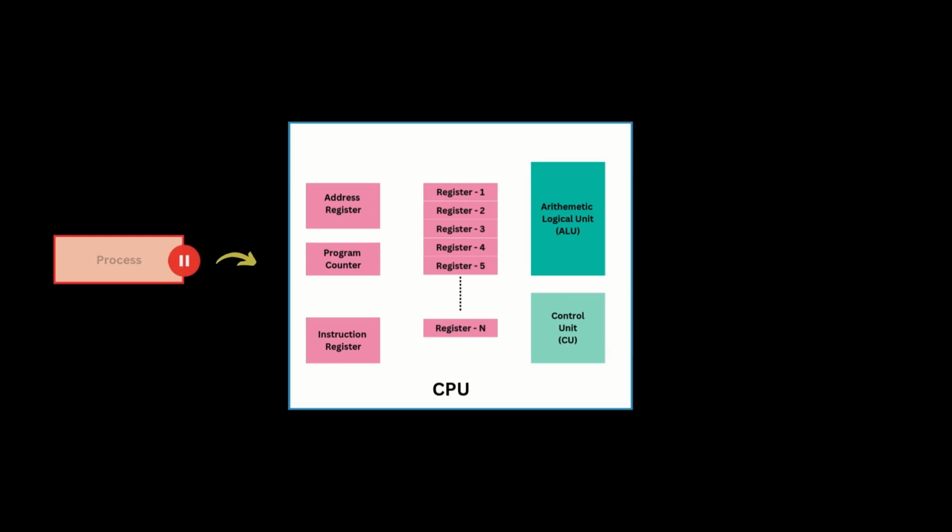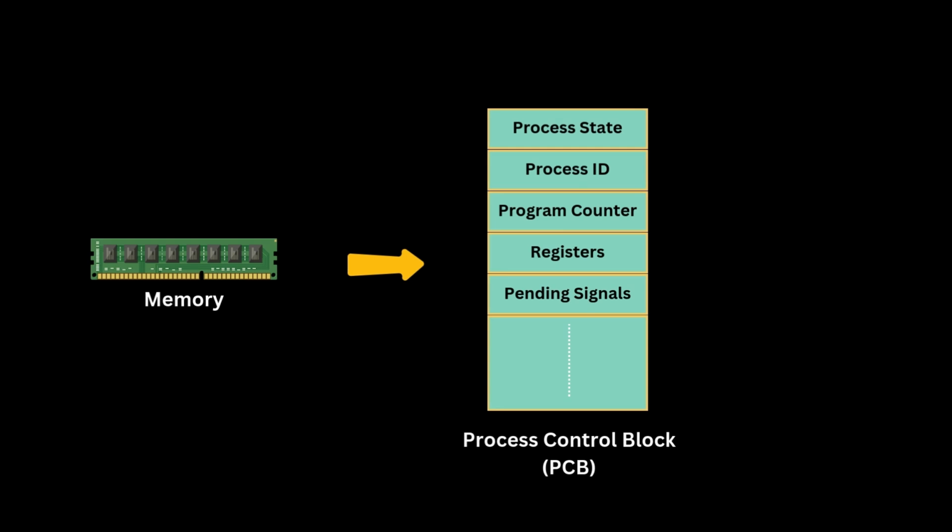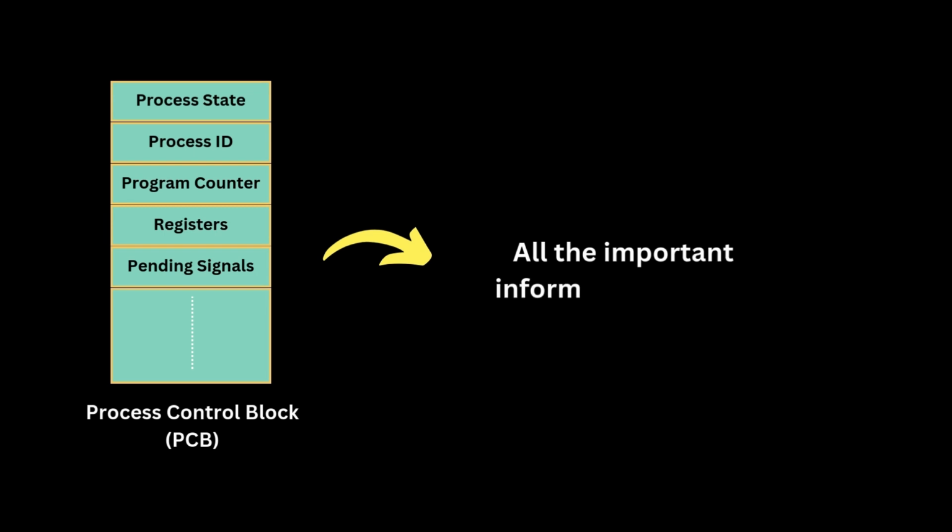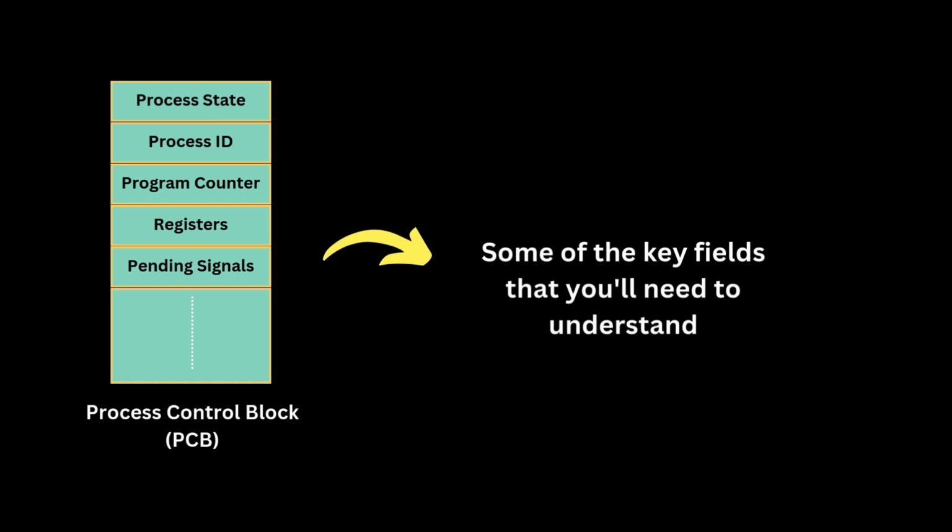When a process is paused or stopped from running on the CPU, the Linux kernel saves all the data from the CPU registers into memory. This data is stored in a special structure called the process control block in memory. A process control block, PCB, also known as a process descriptor, is a data structure that holds all the important information about a process. Here are some of the key fields that you'll need to understand.